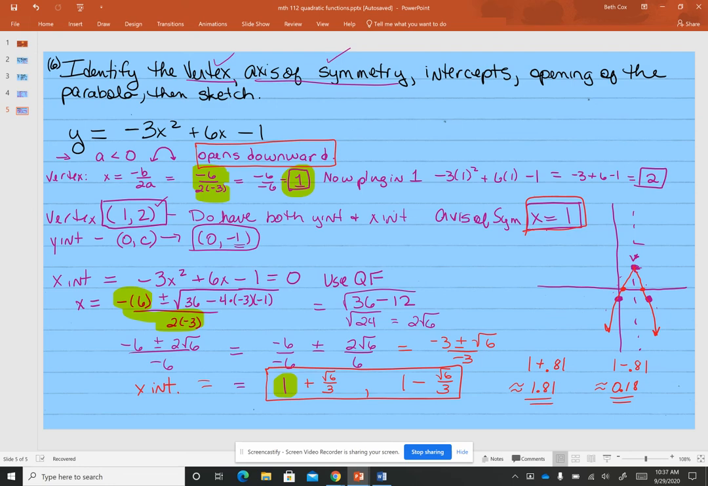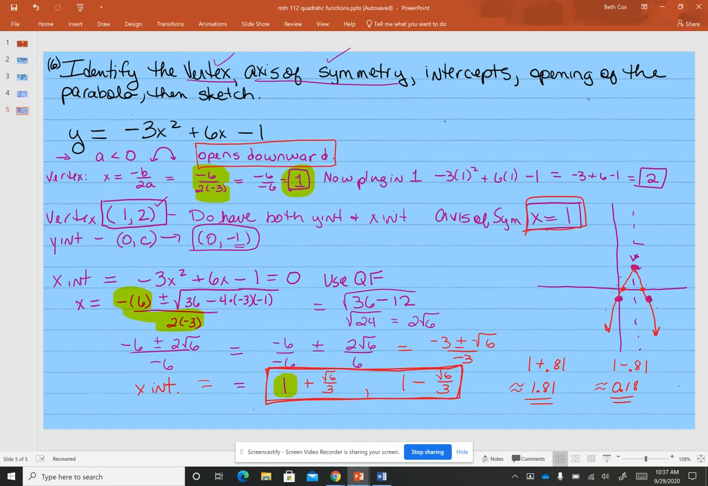Make sure you check the format on that one. The x-intercepts, they're not going to want the decimals. I'm pretty sure they want the quadratic formula format. So there you go. And then, of course, the graph. All right. So yeah, this one's number 6.